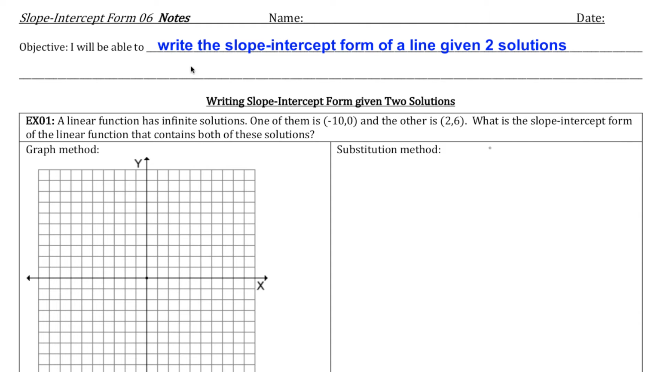All right, so in this lesson, we are going to write the slope-intercept form. Remember, slope-intercept form is y equals mx plus b of a line given two solutions. So given two solutions.